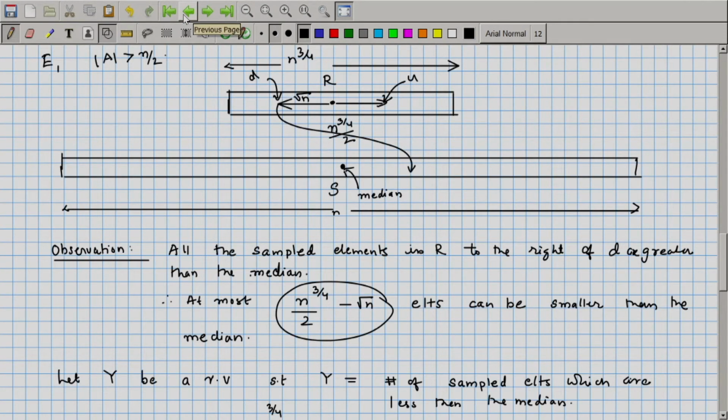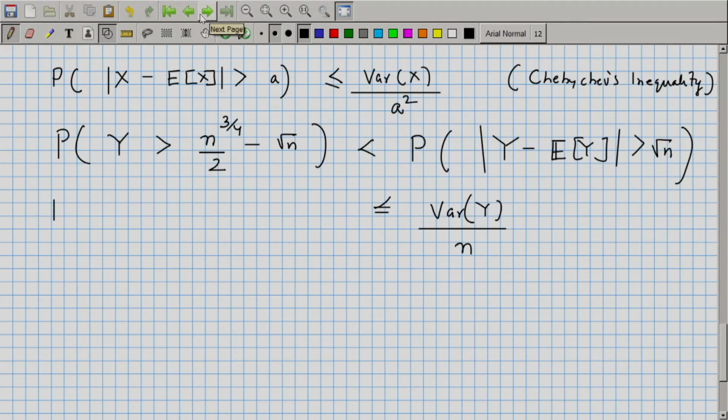So, what again was our y? Y is the number of sampled elements which are less than the median. We can write y as y1 plus y2 plus up to yk, where k is the number of elements that we have sampled, so k equals n^(3/4). These samples are independent, because here is where the assumption that we sampled with replacement comes in handy. When you sample with replacement, all these y1, y2, up to yk are independent of each other. The yi are indicator random variables: yi equals 1 if the ith sample is less than the median.